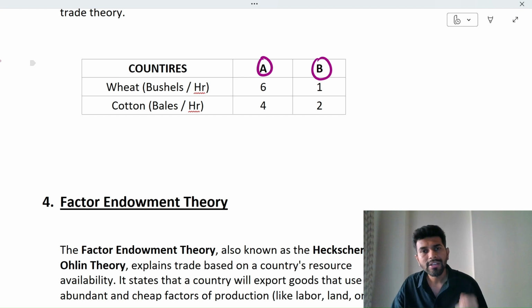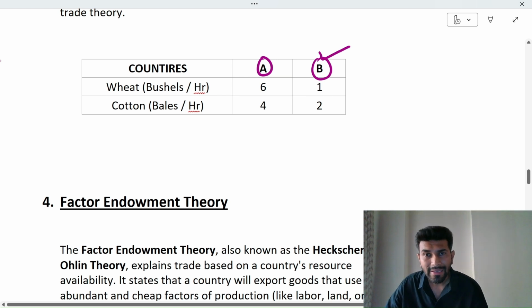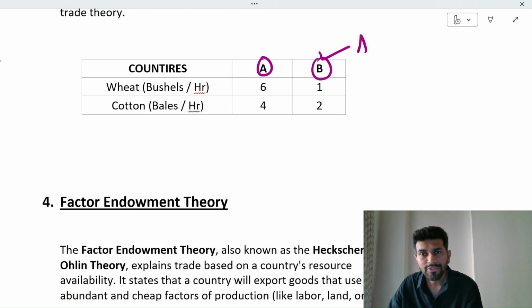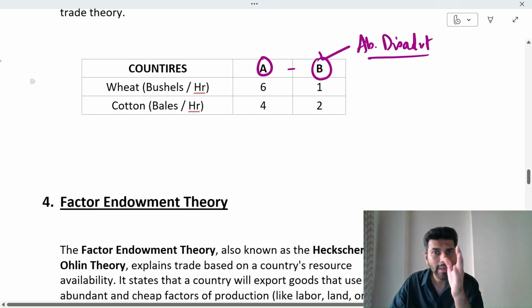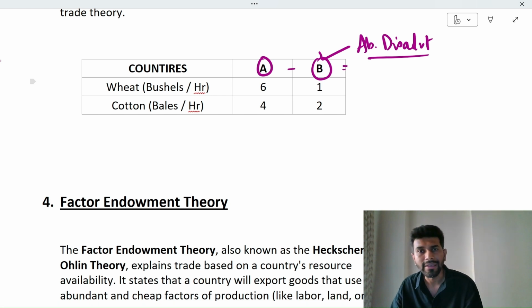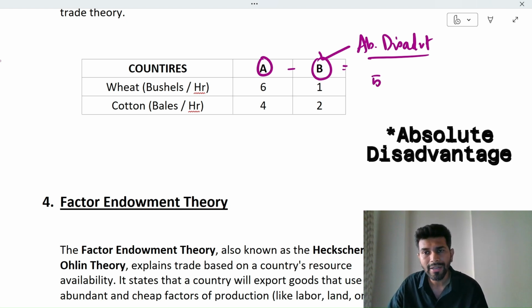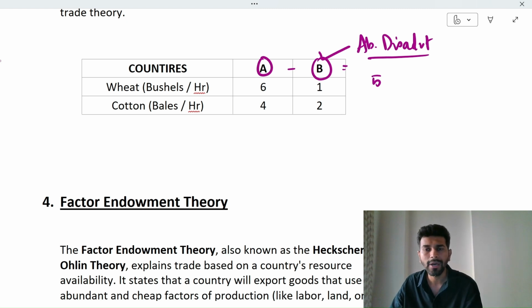So David Ricardo said that still international trade between both countries is possible. Country B will produce and export the commodity in which it has the least absolute disadvantage. Now what is absolute disadvantage? It is the difference between production by country A and production by country B. For example, if country A produces 6 bushels per hour of wheat and B produces 1 bushel per hour of wheat, then the absolute disadvantage for wheat will be 5 bushels per hour. 6 minus 1 equals 5.